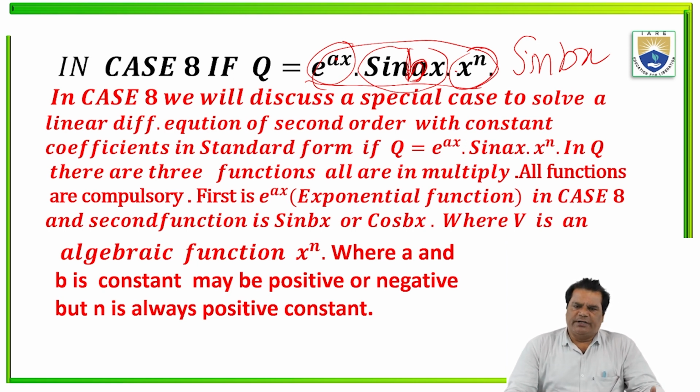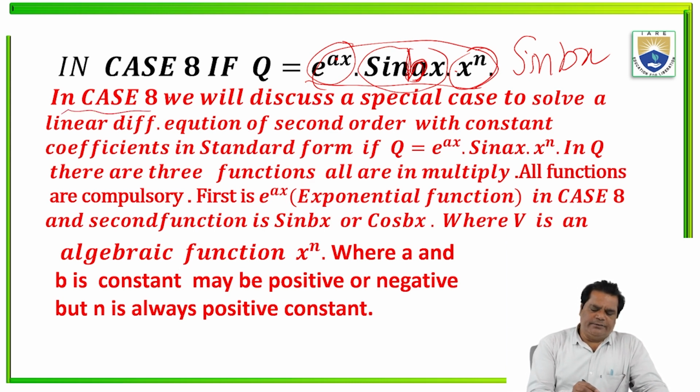So in our question, there are three functions. All three functions are given in multiplication. The first function is the exponential function, the second function is the trigonometrical function, and the third function is the algebraic function. So this is the special case. Here all three functions, which are given in case 1, case 2 and case 3, are multiplied.